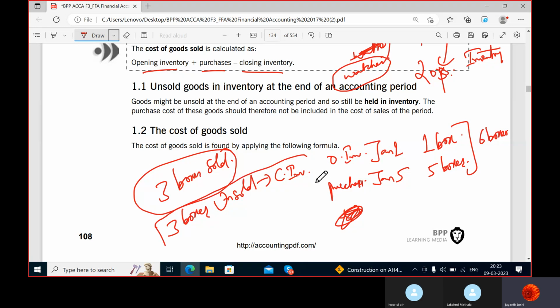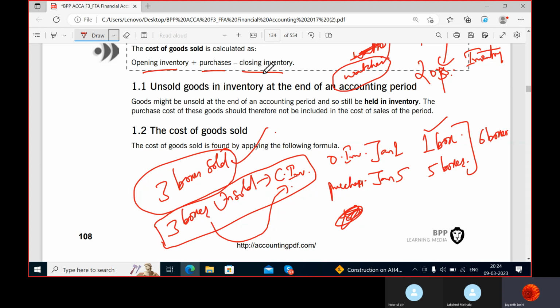Can you say yes for this? Please tell me. Yes. So now what I will do is I started the business with 1 box. I purchased 5 boxes. I have 6 boxes. I sold 3 boxes. That means I'm left over with how many boxes? 3 boxes. Correct. That is my closing inventory. Fine. So till here everything is all right.